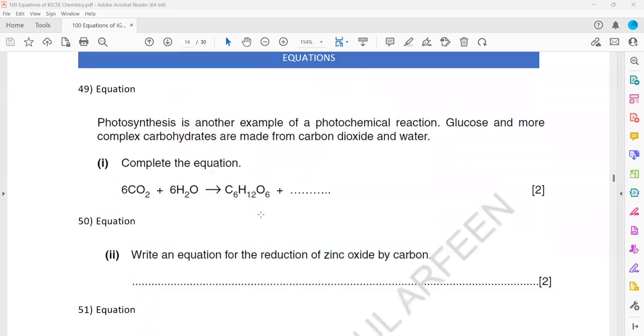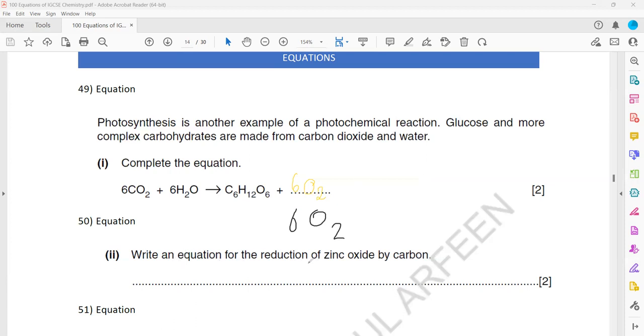Photosynthesis is another example of a photochemical reaction. Glucose and more complex carbohydrates are made from carbon dioxide and water. The equation you have to complete, you have studied in biology. So carbon dioxide plus water gives glucose plus oxygen, 6 oxygen molecules. 1 mark is for the correct oxygen O2 and 1 mark is for the balance.